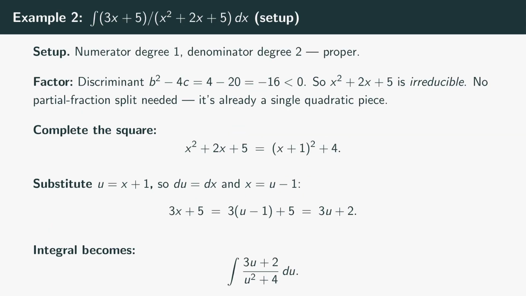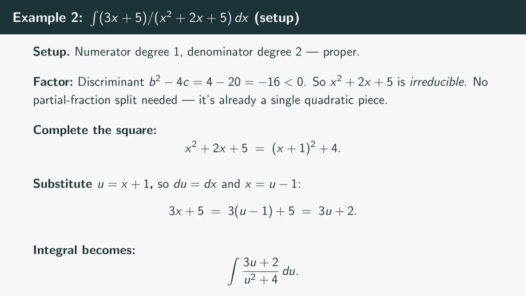Second example, more interesting. Compute the integral of the quantity 3x plus 5 over the quantity x squared plus 2x plus 5 dx. Degree check, numerator 1, denominator 2, proper. Good. Factor the denominator. Discriminant is b squared minus 4ac equals 4 minus 20 equals negative 16, negative. So x squared plus 2x plus 5 is irreducible over the reals.